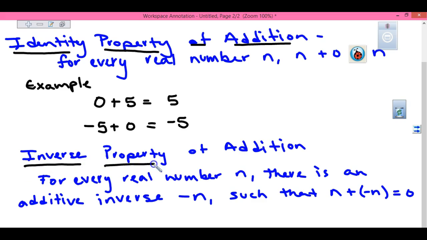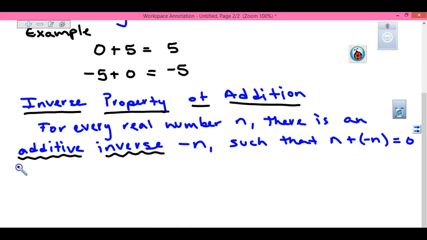The inverse property of addition says that for every real number n, there is an additive inverse, negative n, such that n plus negative n, or the additive inverse, is equal to 0. So for example, the additive inverse of 17 would be negative 17. And when we add 17 plus negative 17, it equals 0.